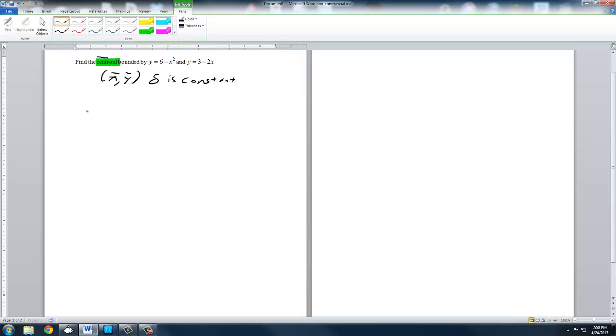Okay, so the first thing we need to do, it doesn't have to be the first thing, but we'd like to get a general idea of what the boundary looks like between 6 minus x squared and 3 minus 2x. So maybe the first thing we want to do is find our limits of integration. We set 6 minus x squared equal to 3 minus 2x and solve. That gets us to 0 equals x squared minus 2x minus 3, so 0 equals x minus 3 times x plus 1. So x is equal to 3 and negative 1.